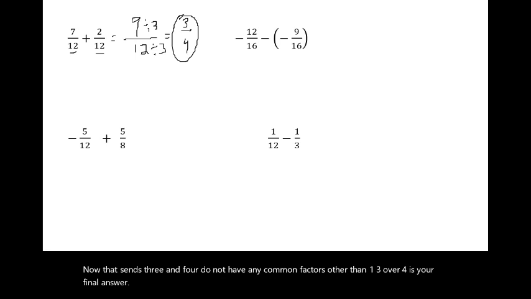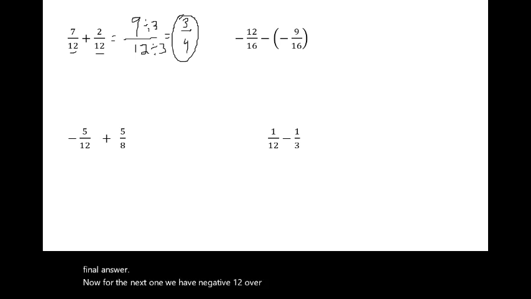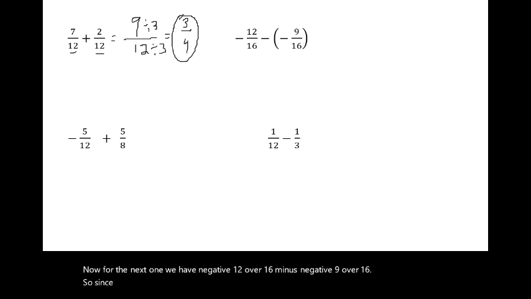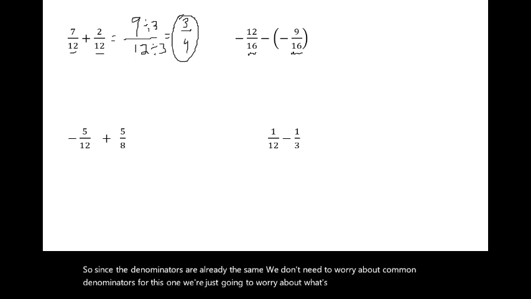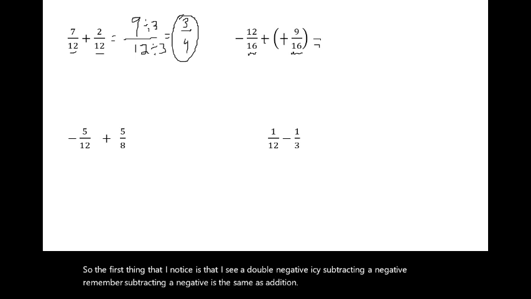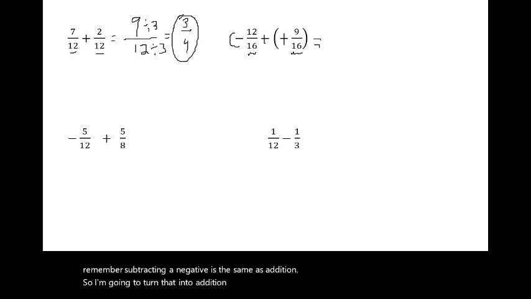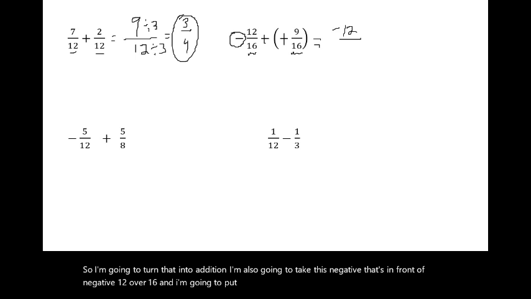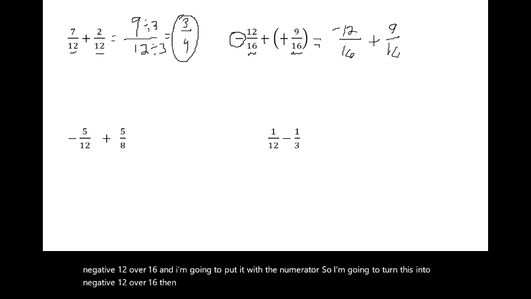Now for the next one, we have negative 12 over 16 minus negative 9 over 16. Since the denominators are already the same, we don't need to worry about common denominators for this one. We're just going to worry about what's going on with the numerators. The first thing that I notice is that I see a double negative. I see subtracting a negative. Remember, subtracting a negative is the same as addition. So I'm going to turn that into addition. And I'm also going to take this negative that's in front of negative 12 over 16 and put it with the numerator. So I'm going to turn this into negative 12 over 16, then plus 9 over 16.